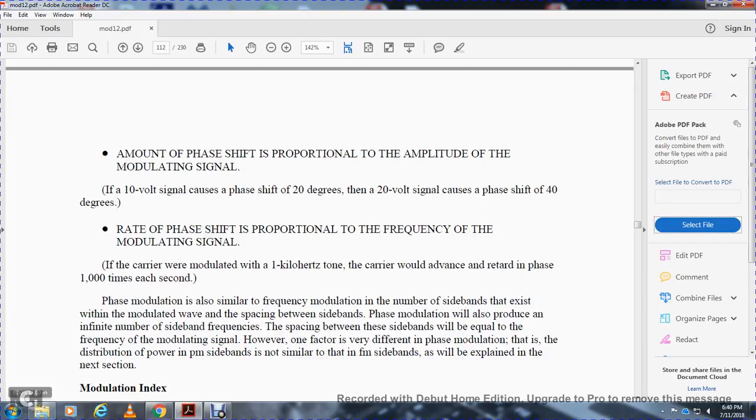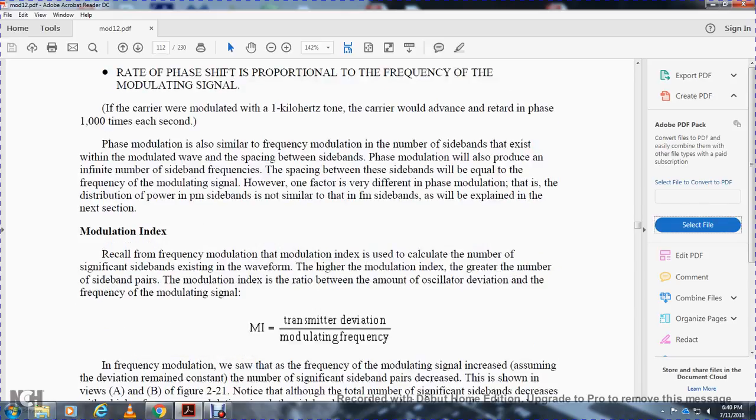Phase modulation is similar to frequency modulation in the number of sidebands exhibited within the modulated wave and the spacing between the sidebands. Phase modulation will also produce an infinite number of sideband frequencies, and the spacing between the sidebands will be equal to the frequency of the modulating signal. However, the distribution of the power in the phase modulation sidebands is not similar to that of the frequency modulation sidebands, as we explain in the next section.